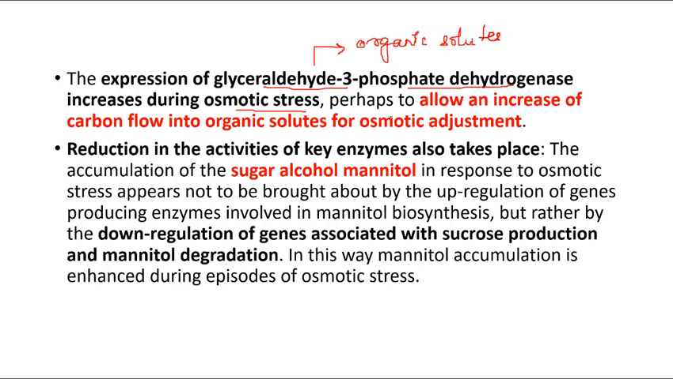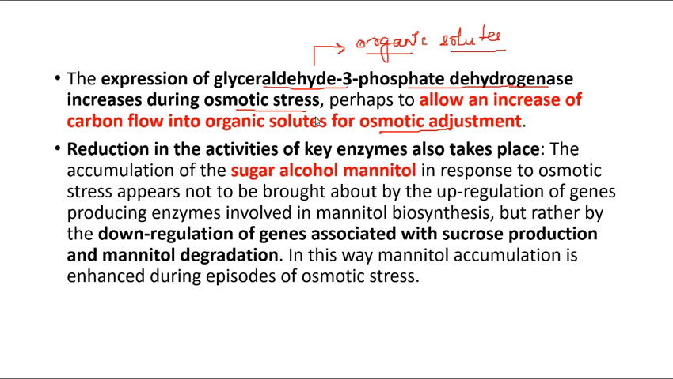Okay, so to show the osmotic adjustment, the glyceraldehyde 3-phosphate dehydrogenase increases the carbon flow and forms organic solutes. Now, organic solutes then act as a compatible solute. Okay, so this glyceraldehyde 3-phosphate dehydrogenase is used in a different pathway.